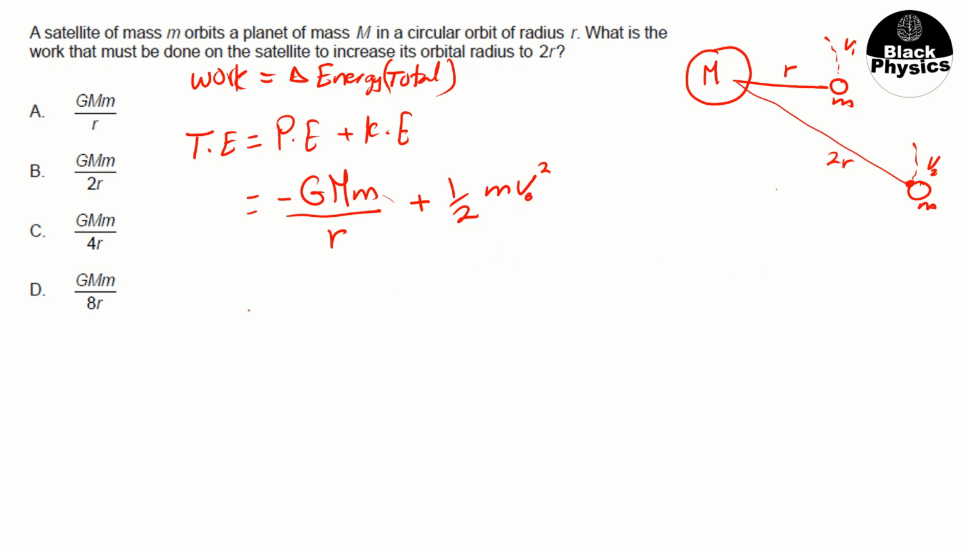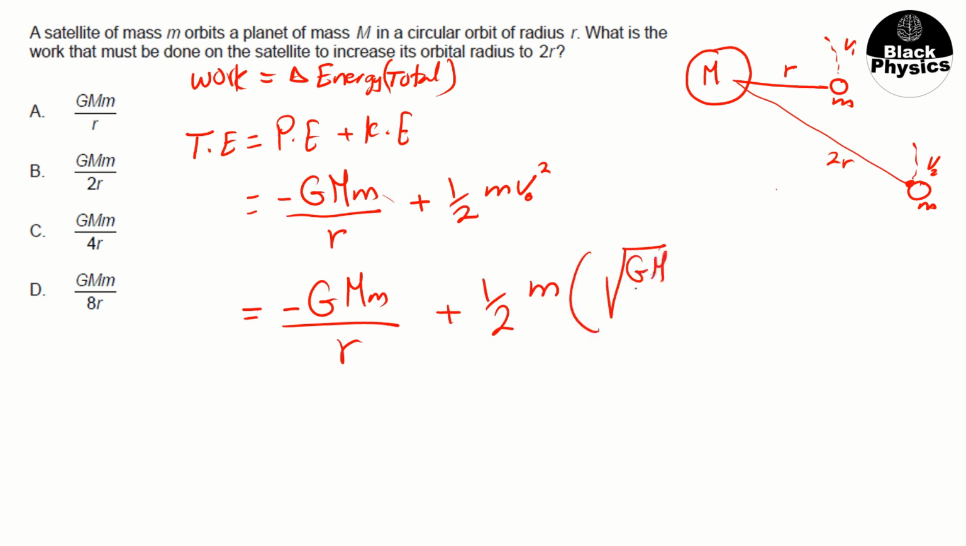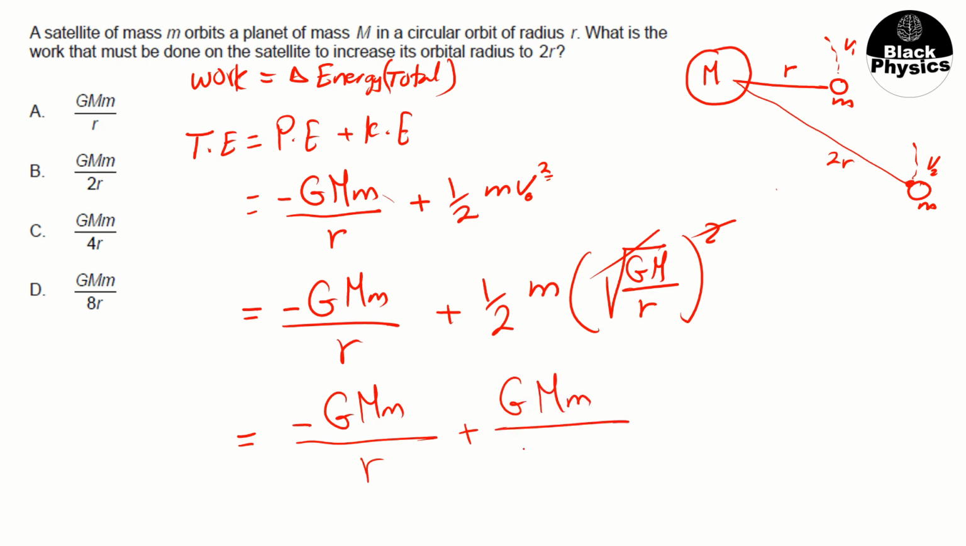Let's write it as negative GMm over R plus half m times the orbital velocity. The orbital velocity is the root of GM, the mass of the planet, over R, all to the power 2, because the equation actually has power 2. And here the power 2 will cancel the root, leaving GM over R isolated without a root. Then we can put the equation in a simpler form: negative GMm over R plus half m multiplied by the bracket, which will be GMm at the numerator and 2R at the denominator.